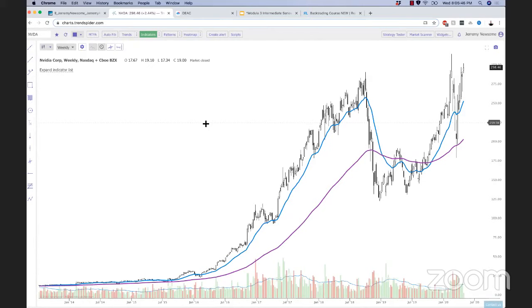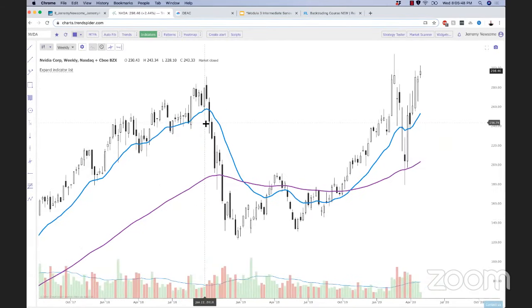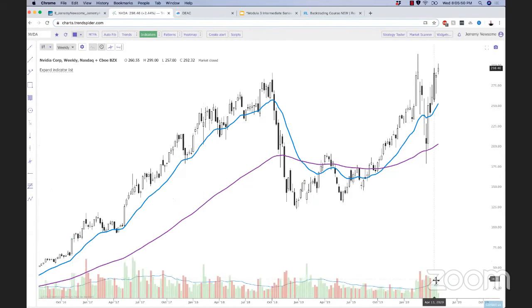Right? I mean, just find the trend, stick with the trend, play the pullbacks. Do you see a massive weekly double bottom? Do you see a retest of that neckline on the double bottom? Yes, indeed.